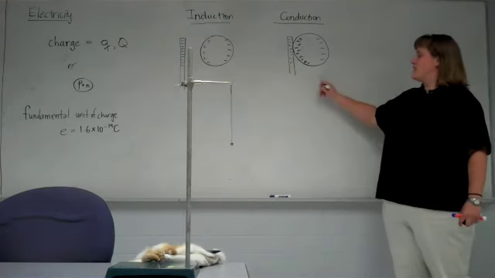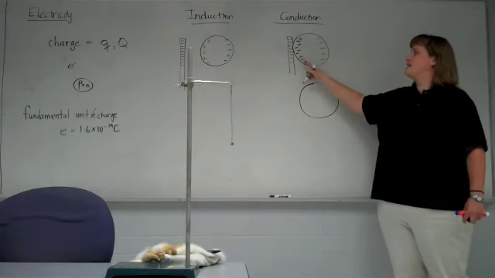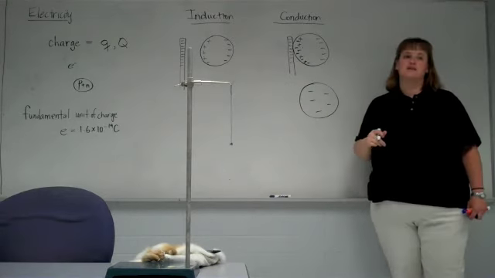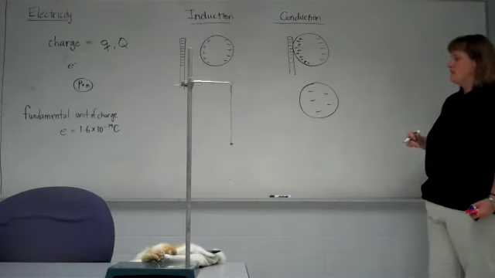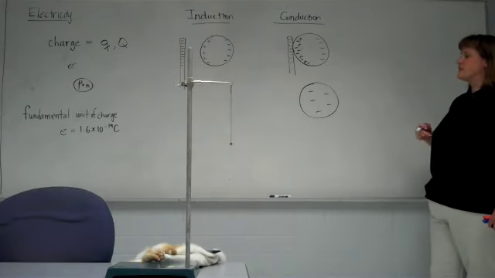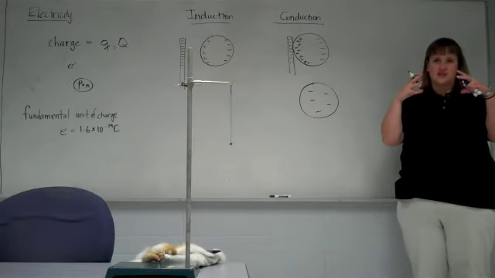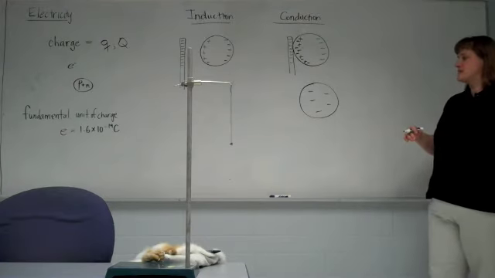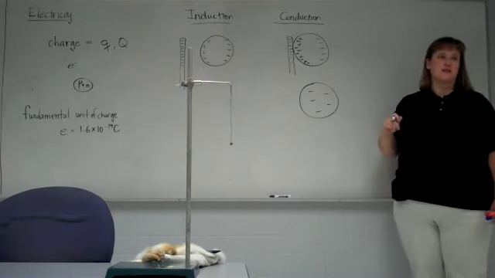Which leaves our ball now with a net negative charge. When we pull the rod away, that net negative charge distributes itself uniformly over the sphere. That's something very unique about conductors. With conductors, all of the excess charge will always reside on the surface, and it will spread itself uniformly so that they can get as far apart as possible.